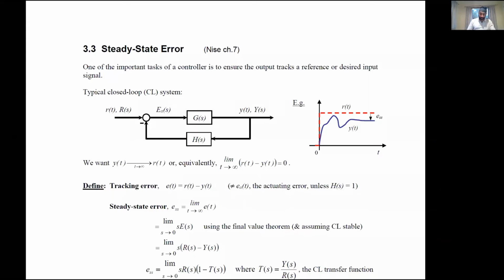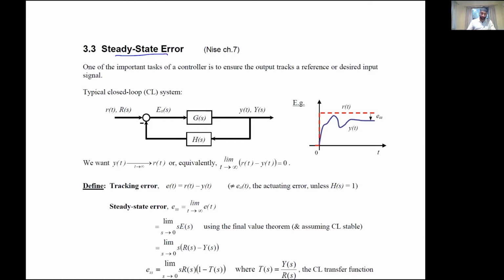Hello, welcome again. In the last flip lecture, we looked at how we can study the response in two regions of time, the transient region and the steady state region. Also in the last flip lecture, we looked at different performance specifications that we can define for the transient region of the response. For control systems, there is one important specification in the steady state region of the response, which is the steady state error.